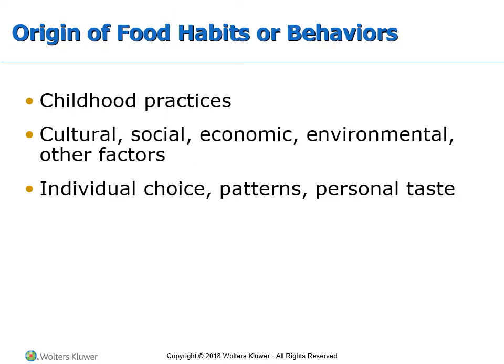Now, one of the things that we have to consider when counseling patients, and there's a great graphic of this in the book on page 7, is looking at the origins of food habits and behaviors. Again, you can see there's a very, very small portion at the very top of the graphic that talks about knowledge and level of education and how this affects our food choices. But then you see a lot of other factors go into food choices that have a significantly greater impact, such as cultural factors, social factors, economic, and environmental. You then also have individual choice, patterns, and personal taste.